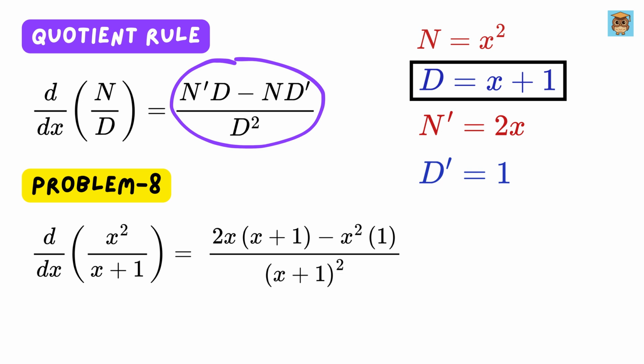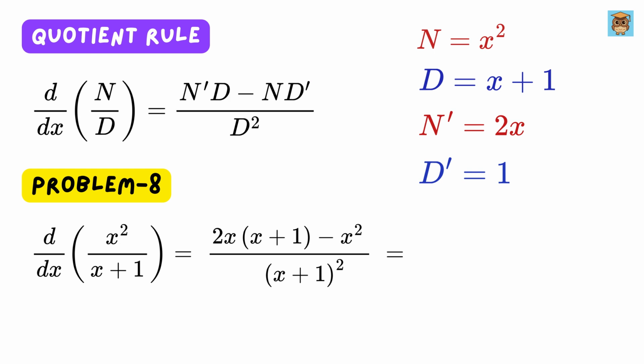Putting everything together, the final derivative is 2x times (x plus 1) minus x squared, divided by (x plus 1) squared. To simplify this, 2x times (x plus 1) gives 2x squared plus 2x. Then, we subtract x squared from this expression, resulting in x squared plus 2x. So the final result is (x squared plus 2x) divided by (x plus 1) whole square.